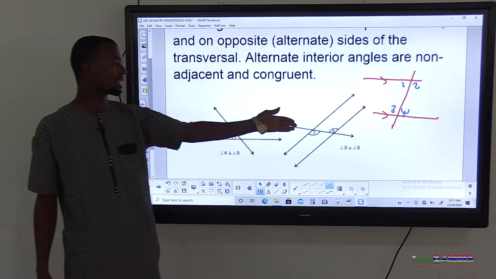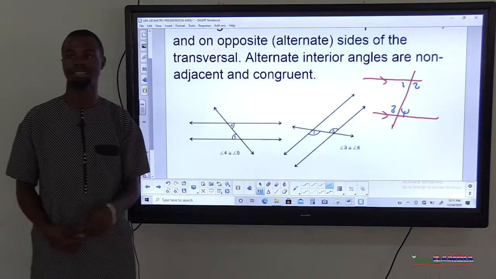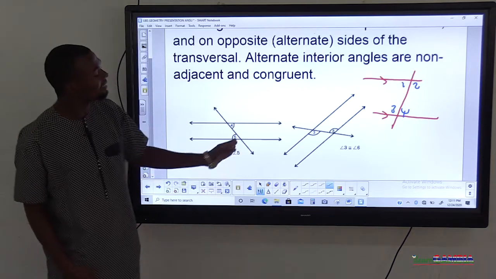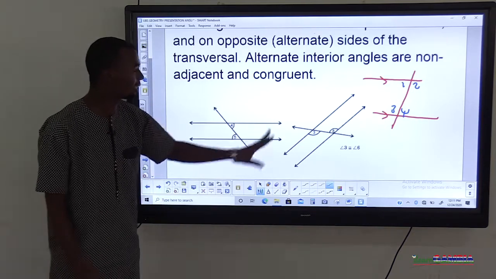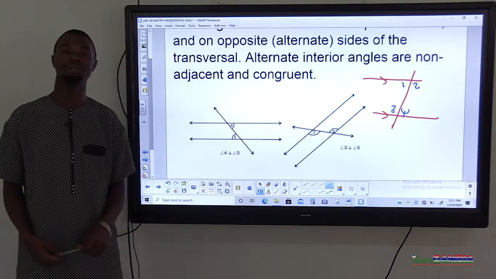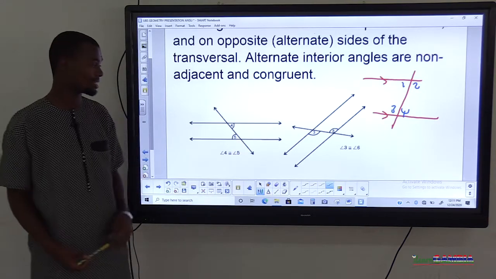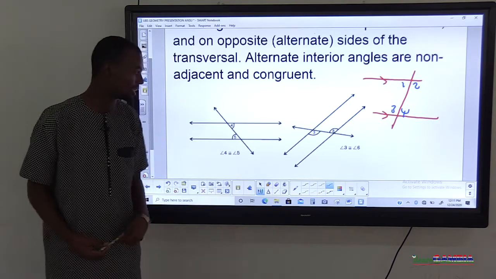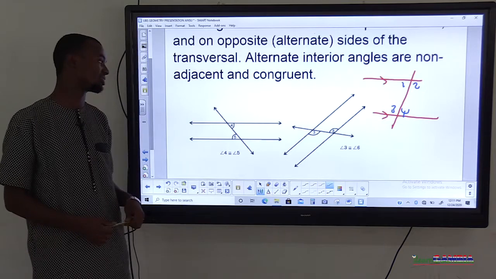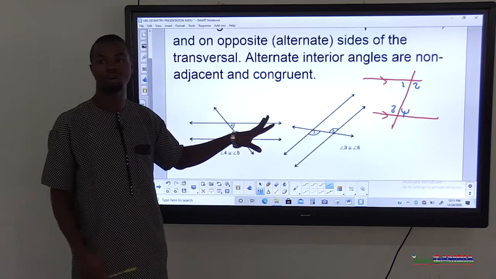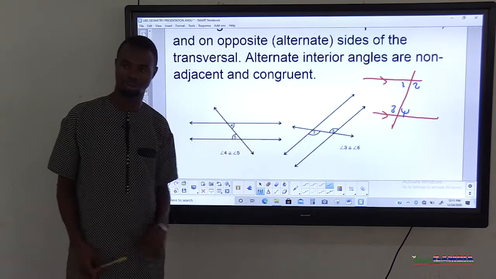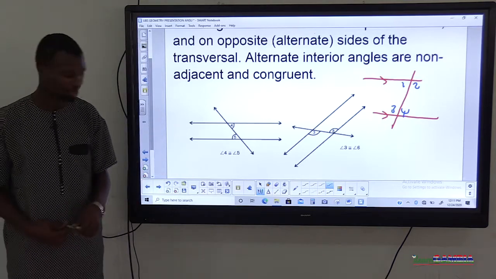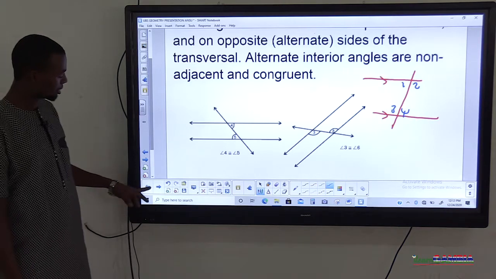You have another diagram with slanted parallel lines. This time the parallel lines are slanted, and the interior angles on that diagram are angle 3 and angle 6. You can see angle 3 is on the down side of the transversal, and the other one is on the upper side of the transversal, so they are alternate interior angles. Angle 3 and angle 6 are alternate interior angles. We go on.